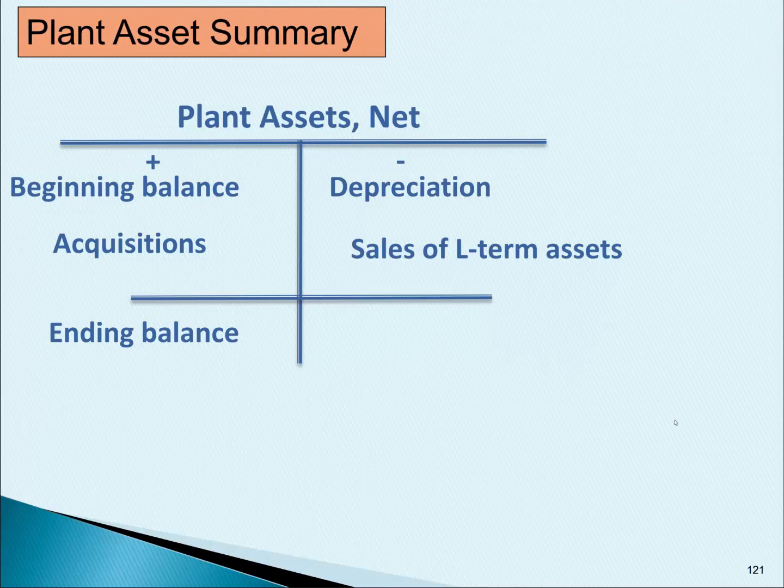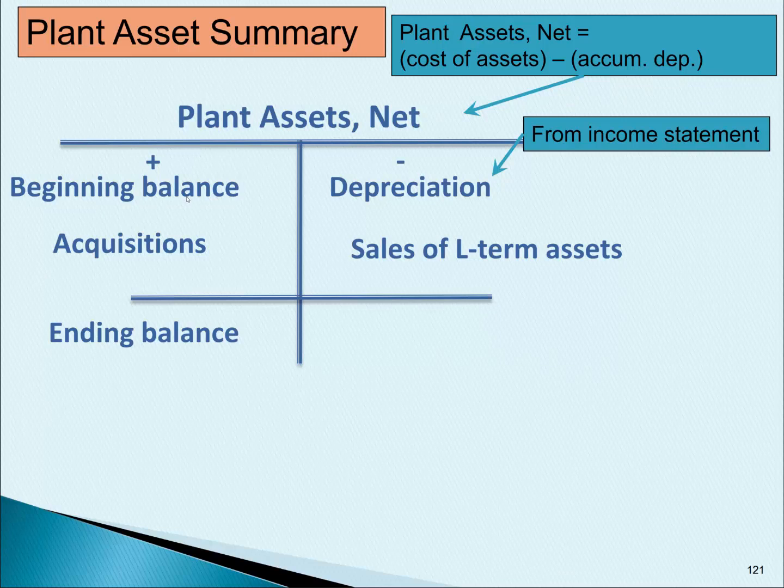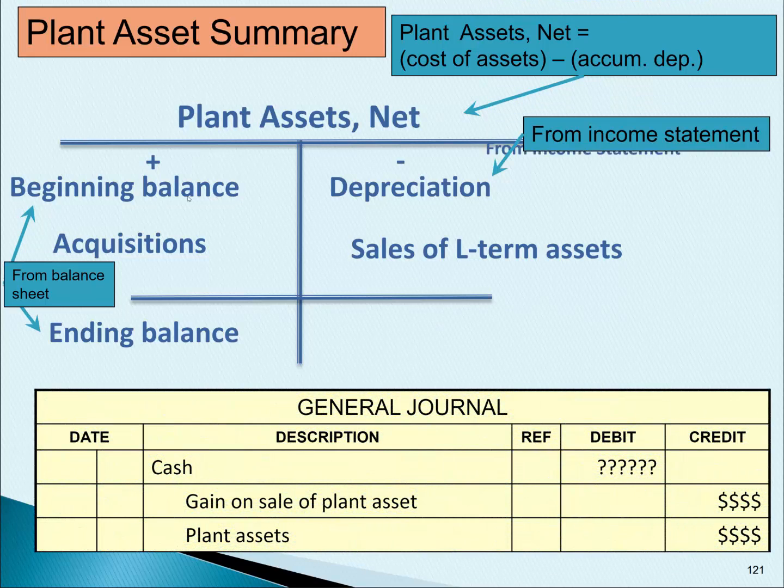So here's a summary of our plant assets. Here's the T account. Remember, net plant assets is cost of assets minus accumulated depreciation. And when we're calculating this giant T account, we get depreciation from where? We get it from the income statement. And where would we get the beginning and ending balance of our plant assets? You get that from the balance sheet. And the gain or loss on sale of plant assets comes from the income statement.